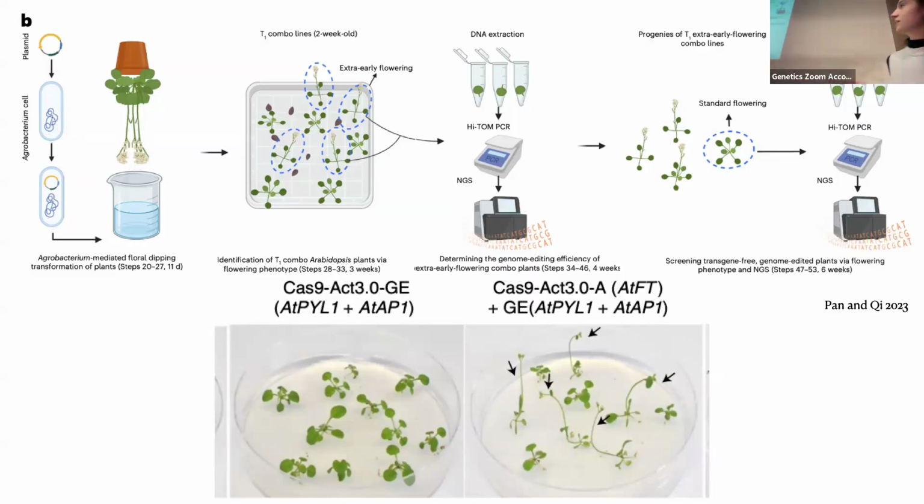And this is what it looks like. So these are the extra early flowering plants. And these are the ones that you want to save and harvest seeds from to plant them in the next generation.